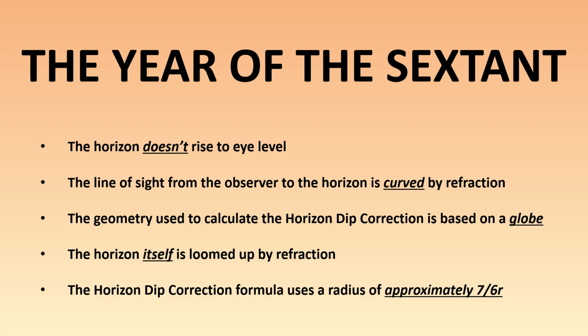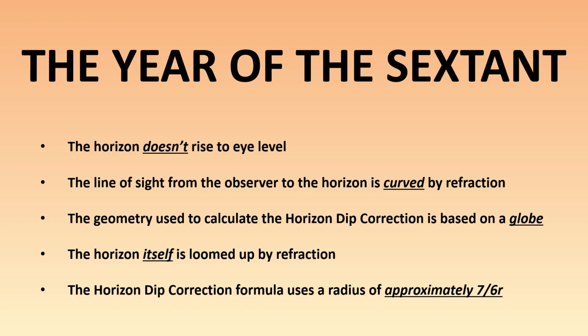3. The geometry used to calculate the correction is explicitly derived from the Earth being a globe. It even has the diagrams. 4. The horizon itself is loomed up by refraction. So this is kind of tied into number 2, but just to be clear, if there was no refraction, then the correction would be even further below horizontal, which means the refraction effect is looming and not sinking.